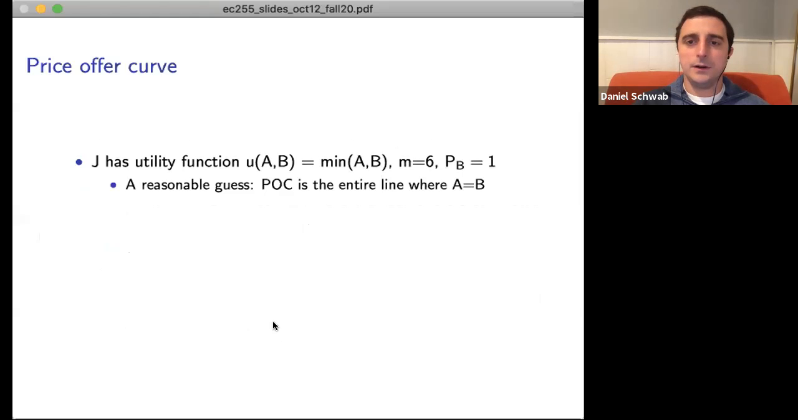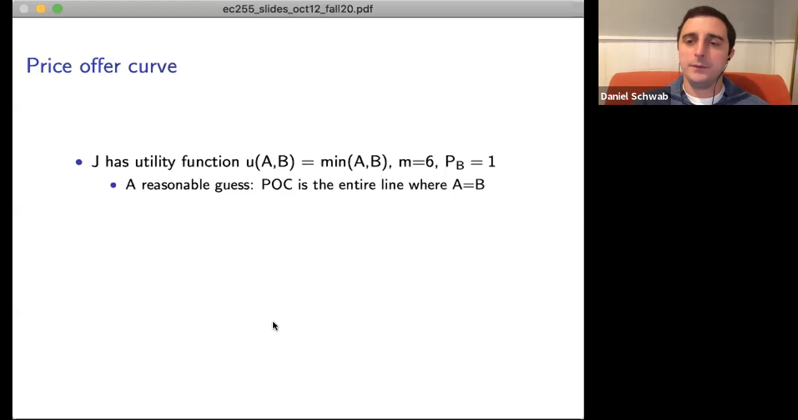Okay, so what does that mean? I would say an extremely reasonable guess here would be, okay, I guess the price offer curve is the entire line where apples equals bananas. Like that entire line that has a slope of 1 that runs through 0, 0, 1, 1, and just goes on forever, right? So yeah, super reasonable guess. It turns out that's not quite right.